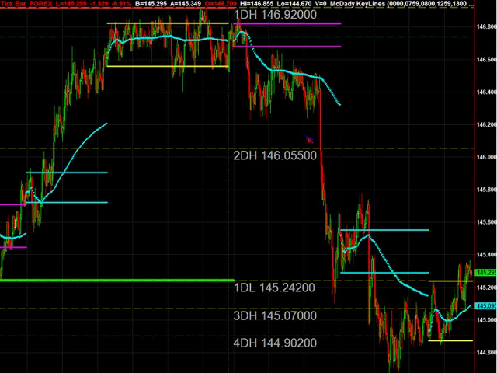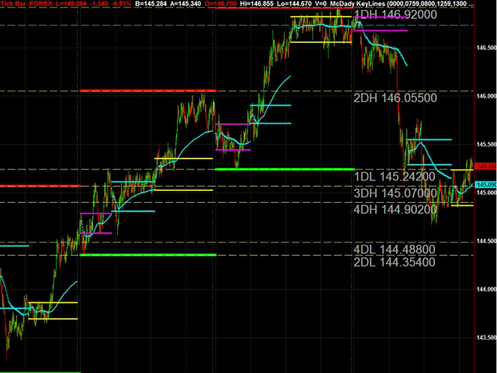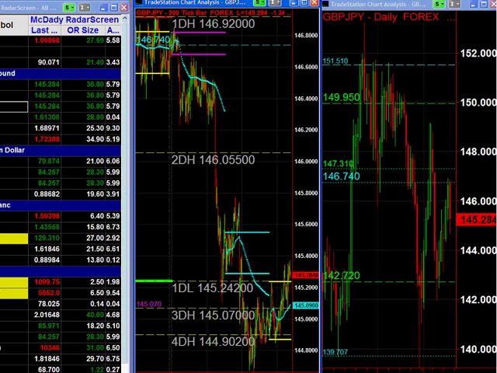You took it from 146.50 all the way down to 144.50. That's a 200 pip move in less than 8 hours. And that is the power, as I said, of the structural points. And so now I'm going to take you to the failure setup. And what does a failure setup mean? Take a look at the daily chart.